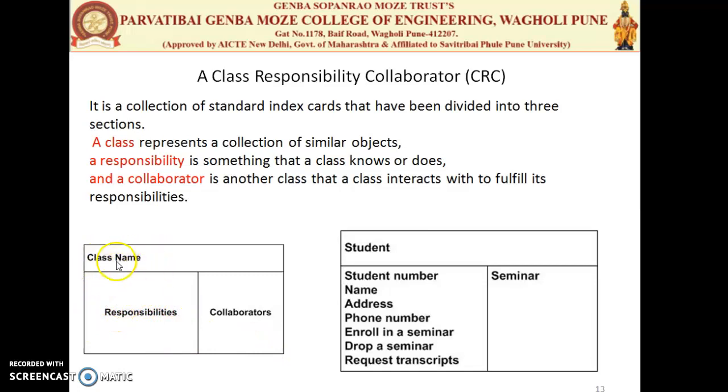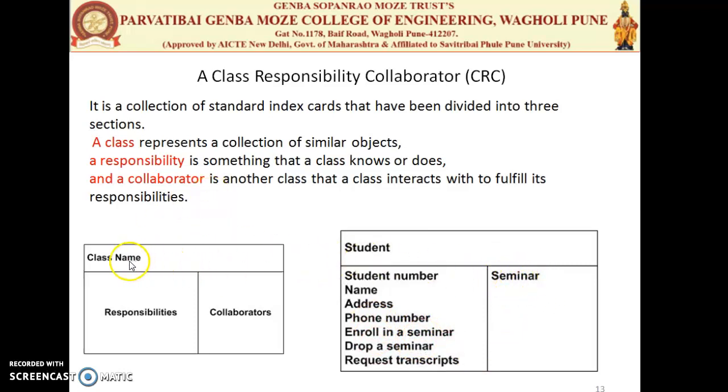If you take the example of the student class, it is related or connected to the seminar class, and that is nothing but your collaborator class, to fulfill the student number, the name, address, phone number, enroll in a seminar, drop a seminar, request for the transcripts. So these things may be obtained from the seminar collaborator.